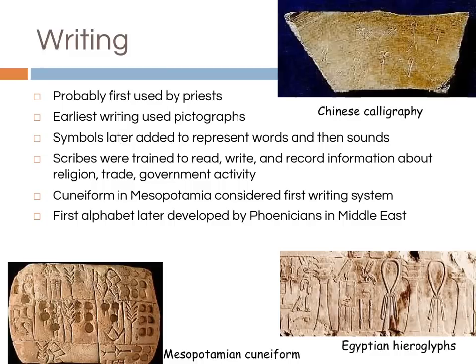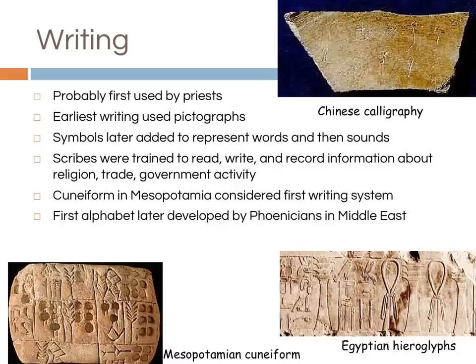All right, next on to writing. So writing was probably first used by priests and developed to keep some sort of records, whether it would be religious records, government records, records about food, anything like that. The earliest writing used pictographs or pictures to represent different words. And symbols were added to represent words and then sounds.